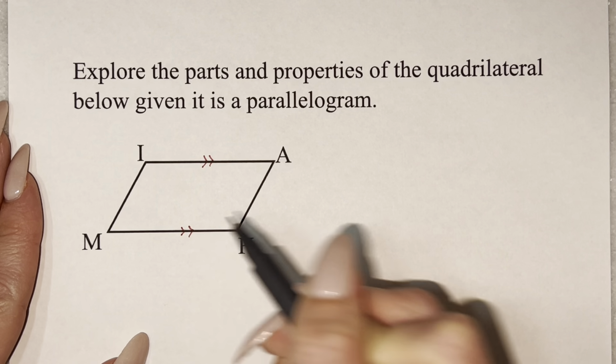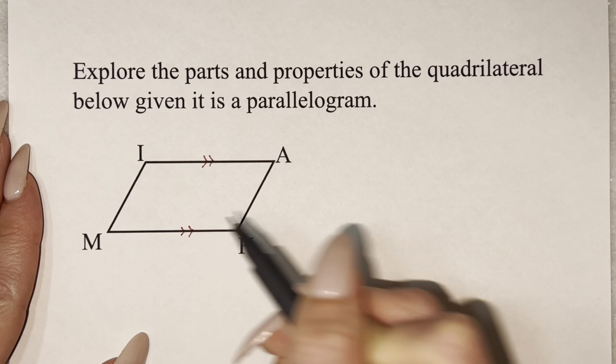about the angles of a parallelogram. Each of these angles is called a vertex angle. So this angle right here, angle HMI, this is a vertex angle. This angle right here, MIA, this is a vertex angle. IAH, this is a vertex angle, and AHM, this is a vertex angle. So all four of these are the vertex angles.